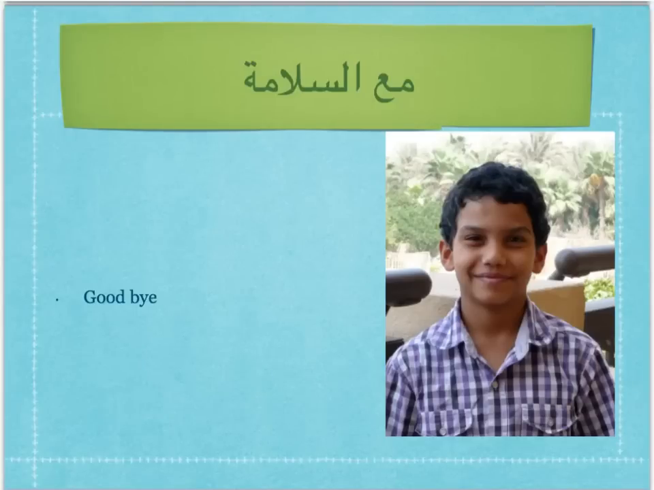Ma'as-salama. Ma'as-salama means goodbye. Practice writing ma'as-salama. Ma'as-salama begins with a mim followed by an ain. Ma means with. There's a space, and then we write as-salama: aleph, lam, sin, lam, aleph, mim, and ta marbuta.